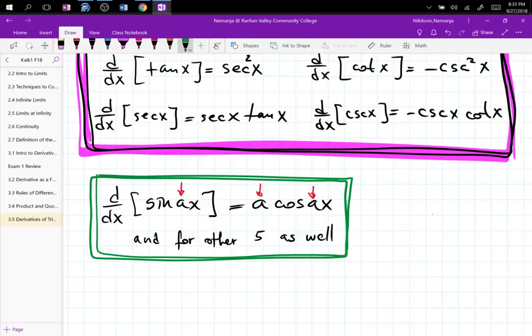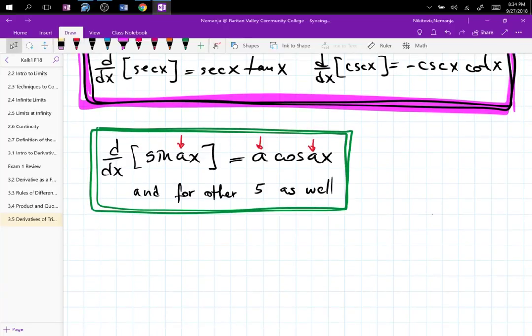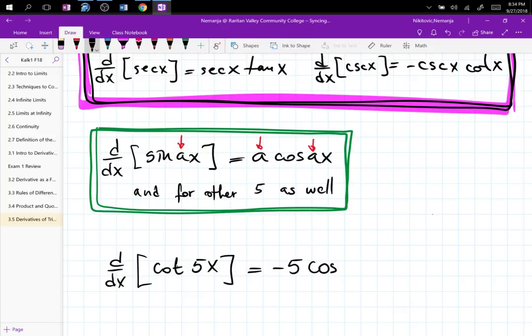So now, what is your job? If you want to, a, right? So you have to put these a's everywhere if you want to think about it. I'm just going to do an example of this with, let's say, a cotangent function, because I can, right? So what is the derivative of cotangent 5x? It is going to be negative 5 cosecant squared 5x. That's what it is.